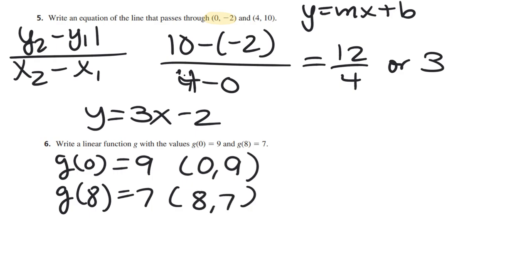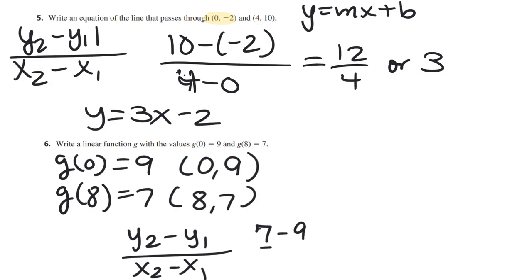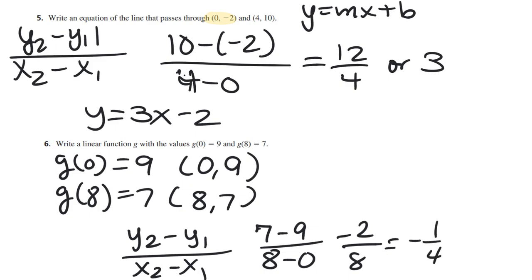Now we're able to find our slope, which is y2 minus y1 over x2 minus x1. Which is our y2 here? 7 minus 9 over 8 minus 0. What is 7 minus 9? Negative 2 over 8, simplified, that gives me negative 1 over 4. So our slope-intercept equation is going to be y equals negative 1 fourth x plus 9.